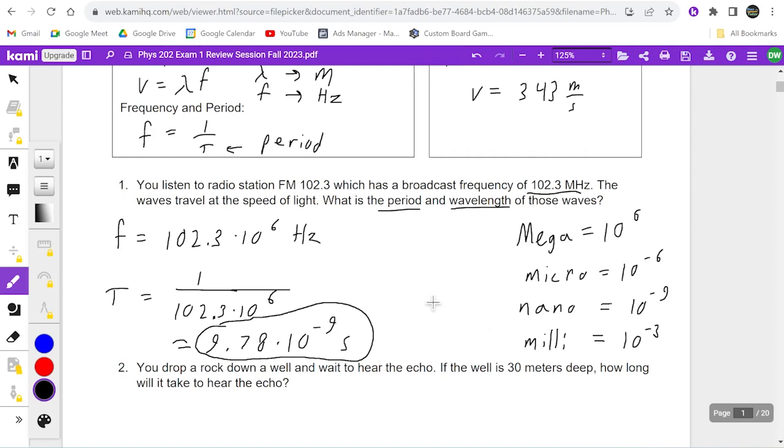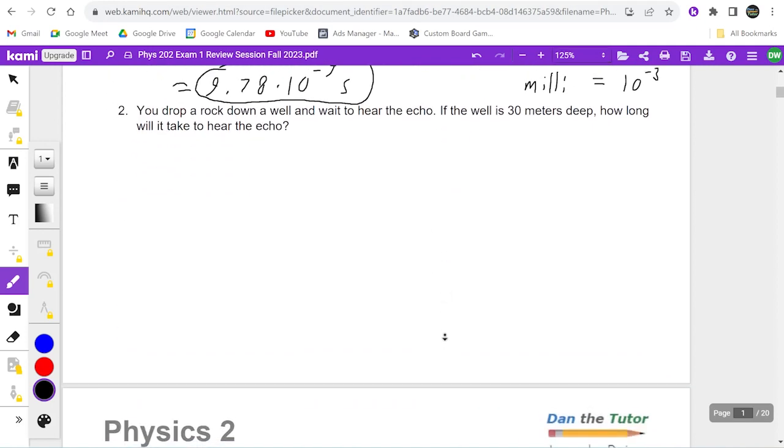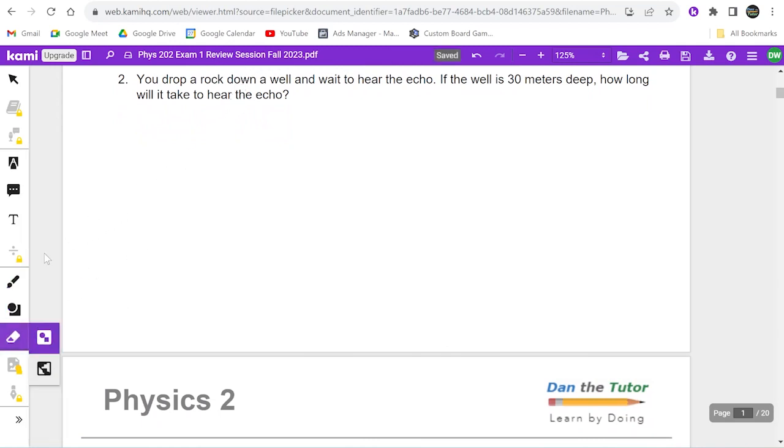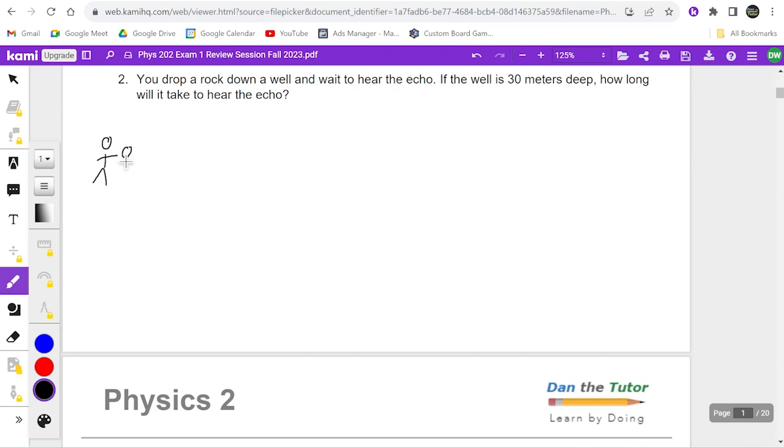Okay, next, number 2. You drop a rock down a well and wait to hear the echo. If the well is 30 meters deep, how long will it take to hear the echo? So for this problem, you just need to realize that this problem is 2 parts. So first, here's my person. They drop a rock down a well. The well is 30 meters deep, and we're dropping it.